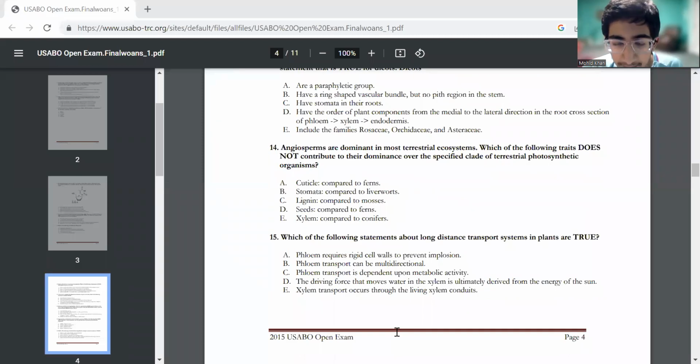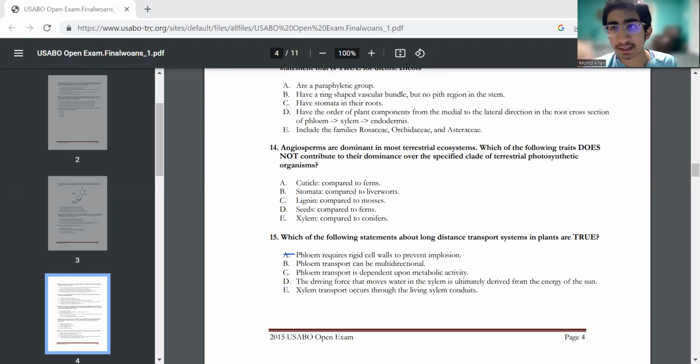Which of the following statements about long distance transfer systems in plants are true? Phloem require rigid cell walls to prevent implosion. That is not true. I think this is actually referring to xylem. Phloem have more flexible cell walls. They're not very rigid. So A is not correct. Phloem transport can be multi-directional. Yes, that is definitely true.